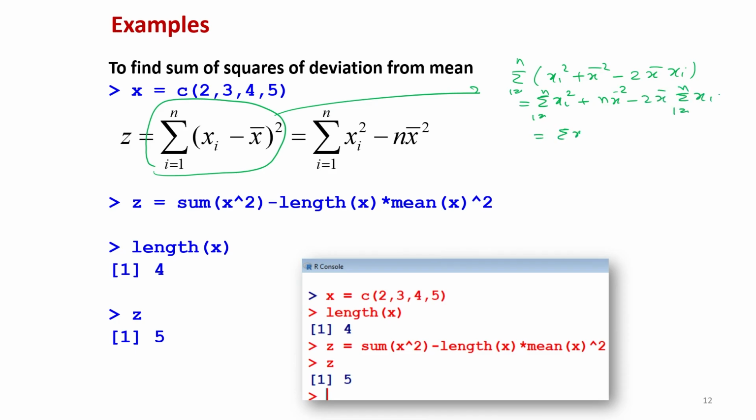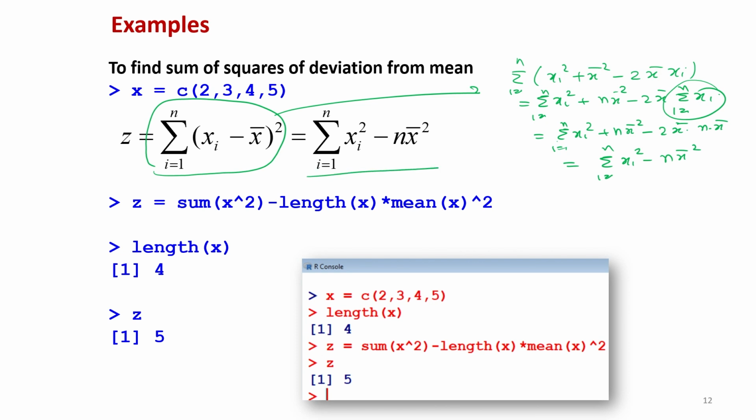So this will become summation xi square, i goes from 1 to n, plus n times x bar square minus twice of x bar, and the summation xi can be replaced by n into x bar. So this will become summation i goes from 1 to n xi square minus n times x bar square. So this is what we want to find here.